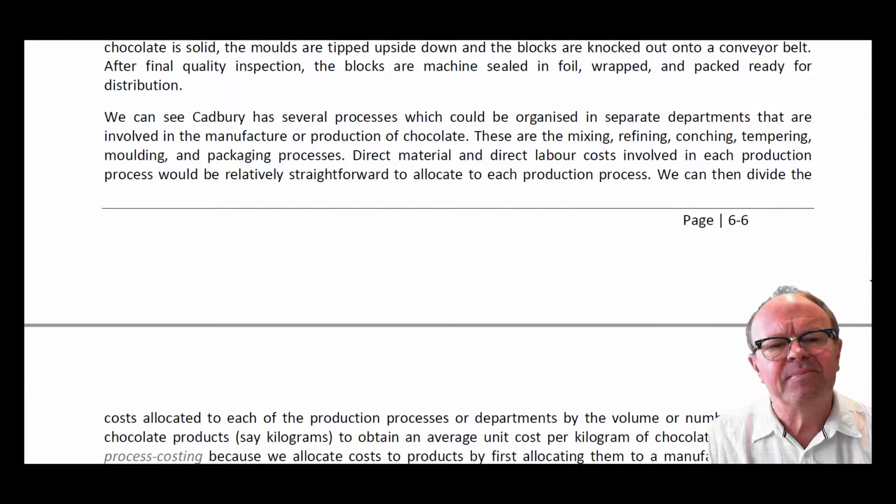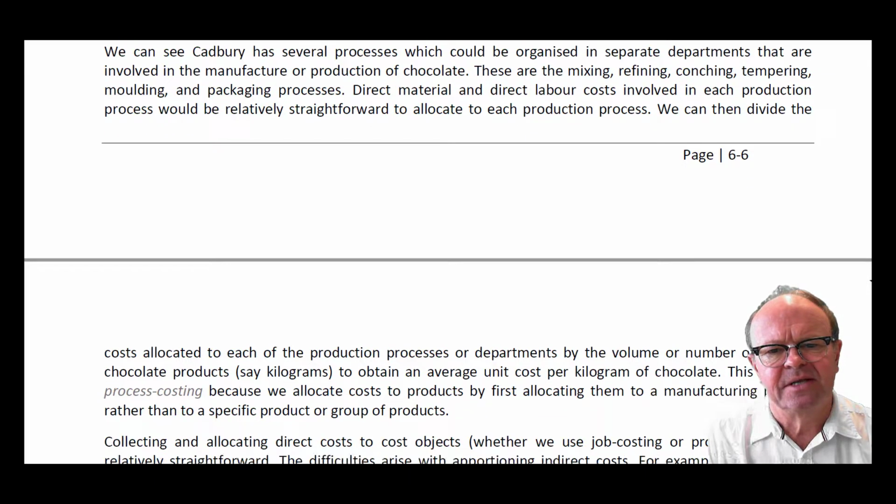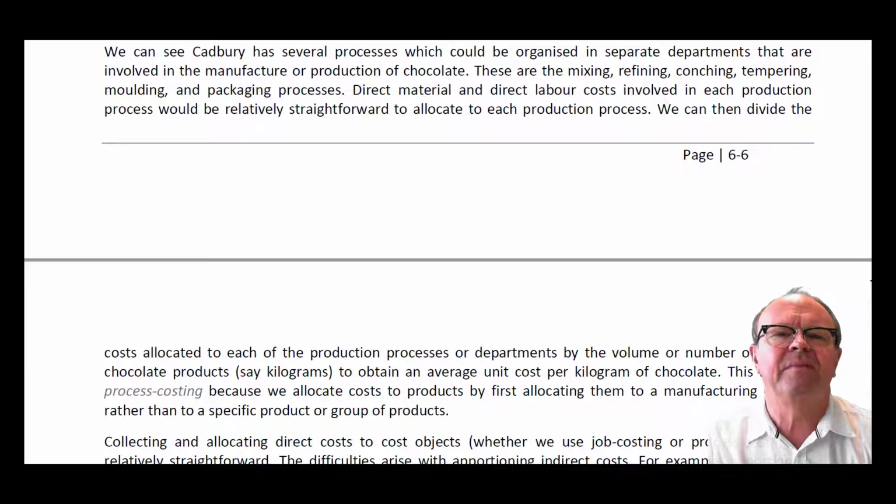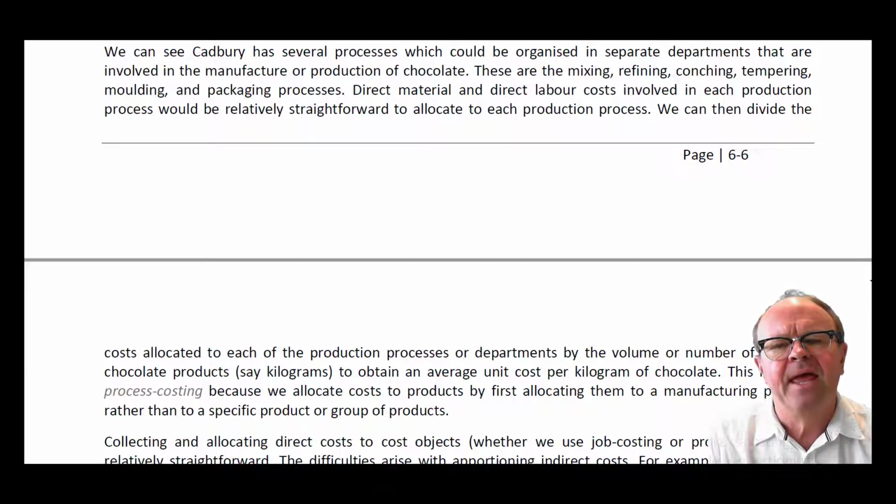We can see Cadbury has several processes which could be organised in separate departments that are involved in the manufacture or production of chocolate. These are the mixing, refining, conching, tempering, moulding and packaging processes.